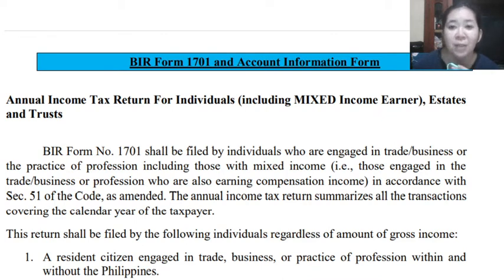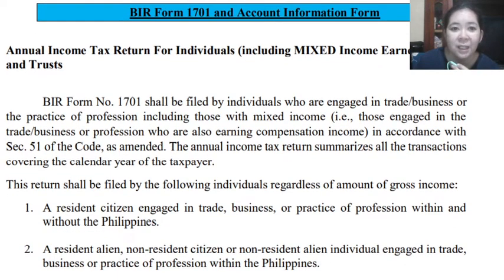So they will be using BIR Form 1701 in filing their taxes. This BIR Form 1701 shall be filed by individuals who are engaged in trade or business or the practice of their profession, including those with mixed income, or those engaged in trade, business or profession who are also earning compensation income at the same time.